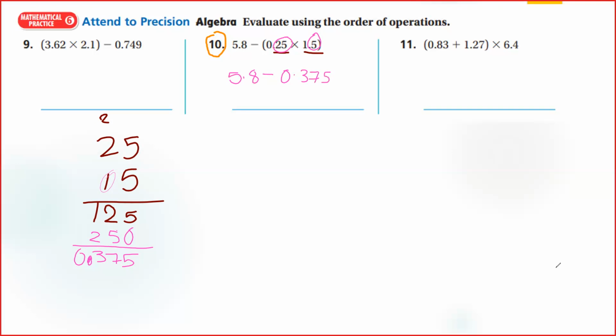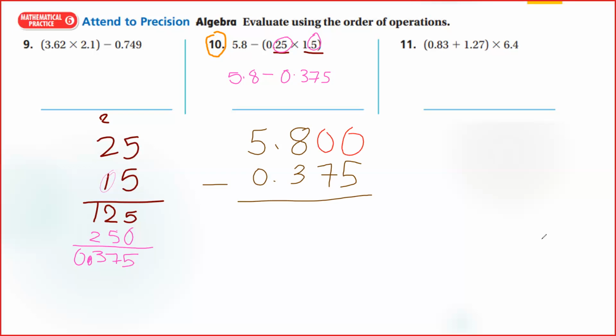Now next, what do you have to do? Minus. You have to subtract them. 5.8 minus 0.375. Now then, what do you have to add? Zeros in order to subtract. Is it right? Yeah. Now, 0 minus 5, can I? No. So here, it will be 0. Let's go to the next 0. Can I take 1 from it? No. Then I will go now to what?